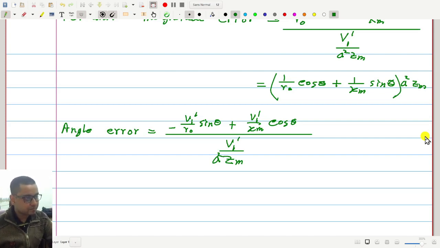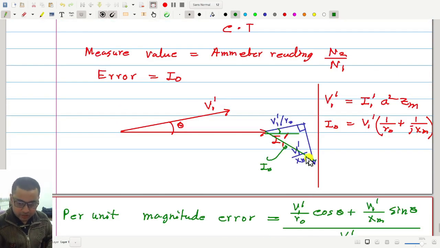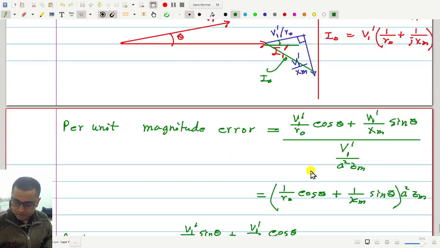Sir, these values which we are deriving, like the angle error, these are approximate, not exact. Right, under the assumption that the error itself is small, that in this case this I naught is small. Only if I naught is small, then this is true. If I naught itself is large, then this will not work. Then you have to do thorough calculation. But normally I naught should be small.